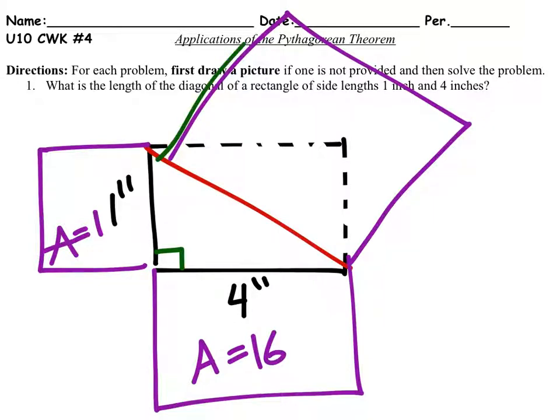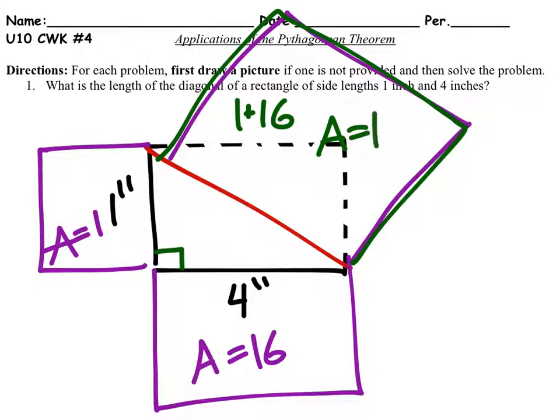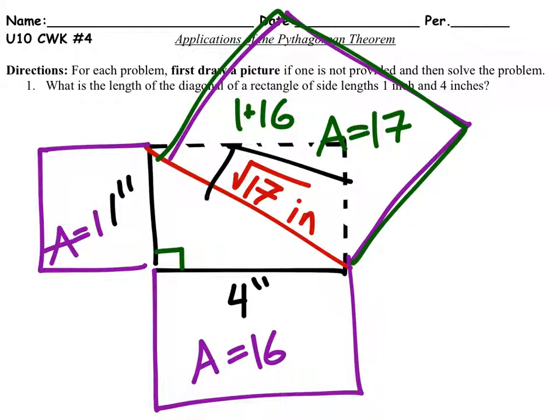So the area of this square over here is the adding of the other two, 1 plus 16. So this area is 17, and the side length is the square root of 17 inches. In inches, very good. So the answer is right here. Can you use the tick mark?